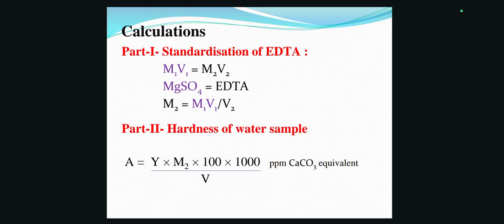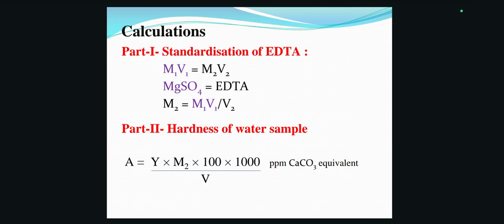So magnesium sulfate is M1 V1, EDTA is M2 V2. We know the molarity and volume of the magnesium sulfate that we used. M1 V1 we know now, because the molarity of magnesium sulfate is known, and the volume of magnesium sulfate that we are taking for titration is also known. Divided by X, and X is the burette reading. So if you do that calculation, you will get the value of molarity, that is M2. Now what is the use of that molarity? That molarity is required to find the hardness of the water sample.